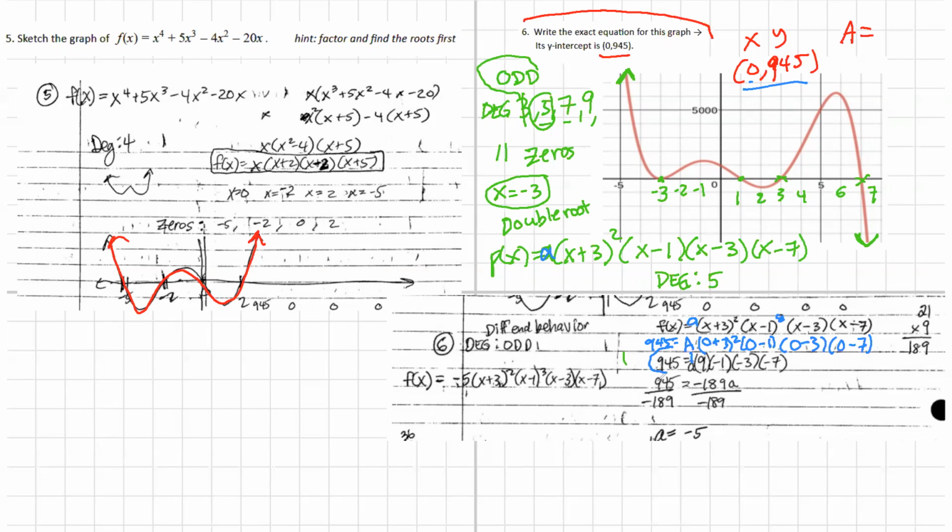Then we divide by -189, and it goes in evenly. It goes in -5 times. So our a value is -5. So the proper equation of this function is f of x, or p of x, or whatever you call it, equals -5 times x plus 3 cubed, sorry, ignore that, times x minus 1 times x minus 3 times x minus 7. Degree 5, right? Degree 5.